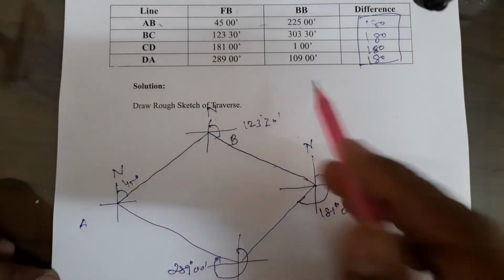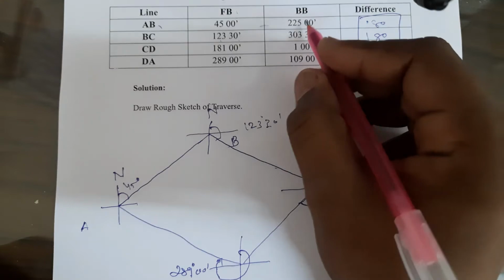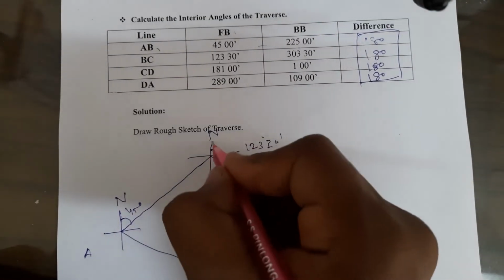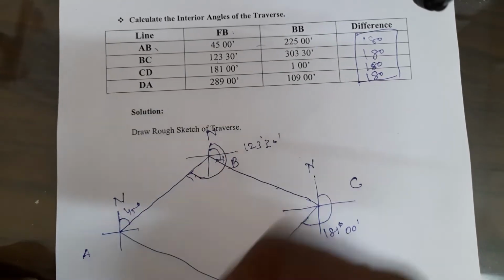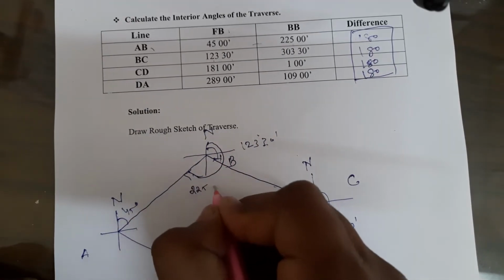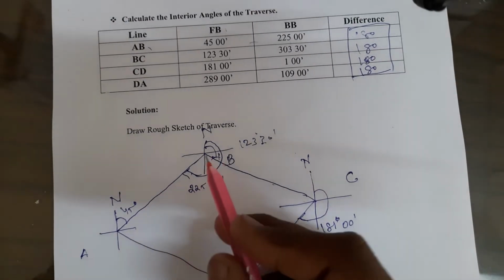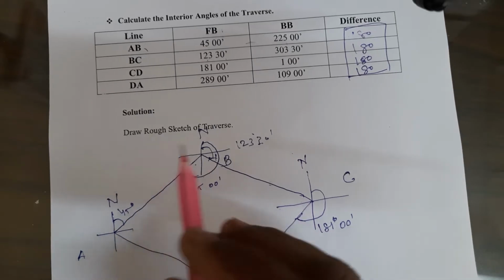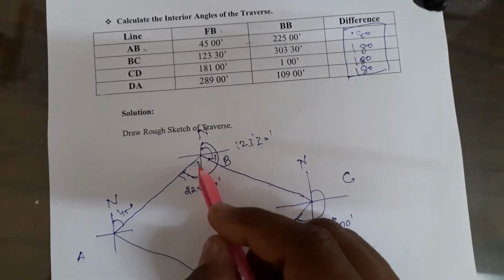Okay, so now that back bearing is also given, I just need to write this back bearing. From which station is it 225 degree 00 minute? That's why it is in the third quadrant, between 180 to 270. That's why I put this line in the third quadrant.